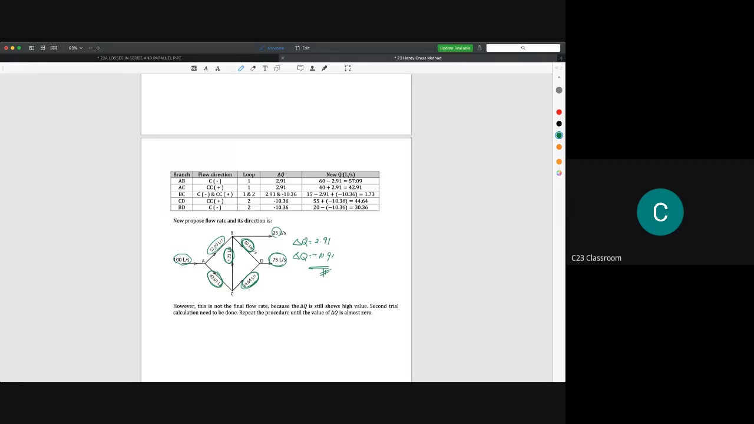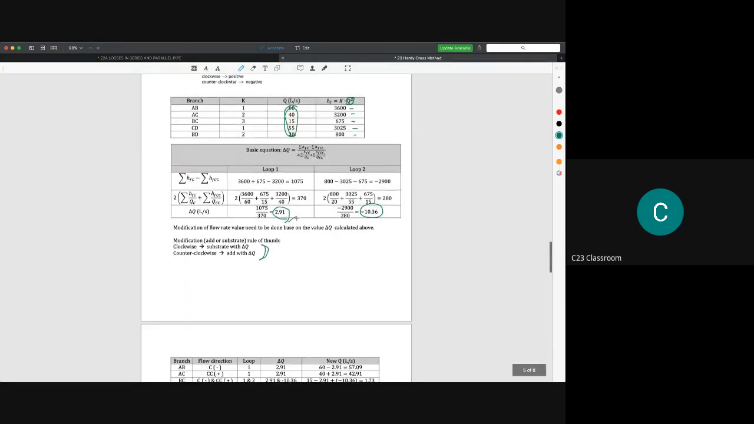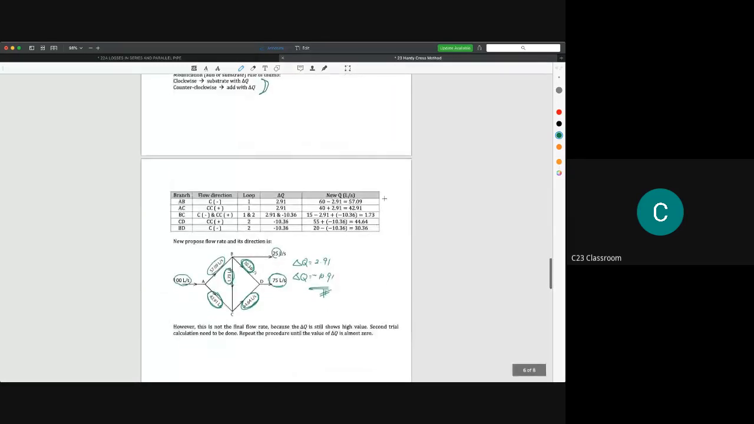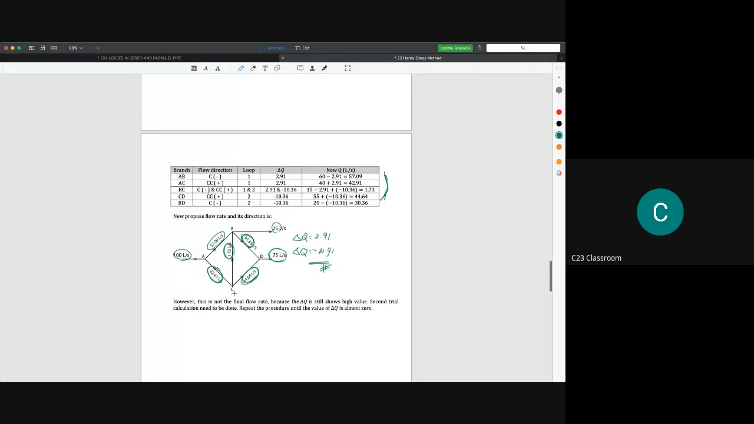Okay, remember please, remember that delta Q is not the final answer. So delta Q bukan jawapan akhir. Bukan sampai sini dah dapat jawapan, tidak. Once awak dapat delta Q, awak kena kira yang ini. Then awak kena propose flow rate yang baharu. Okay, ini dah dikira jawapan untuk satu cycle, satu iteration.